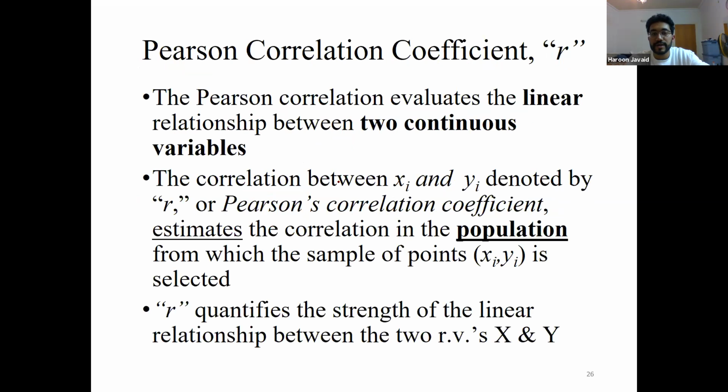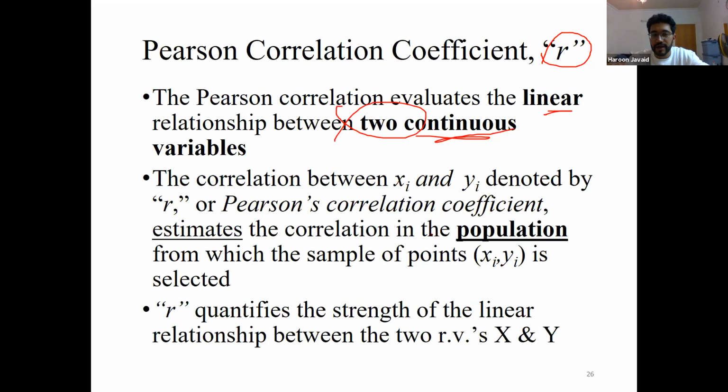Now let's talk about the Pearson correlation coefficient, which is represented by the letter R. This is the most important thing of this lecture, because there's going to be an MCQ that asks you to calculate this, if not more MCQs. One of them is always going to be a calculation. Basically, it evaluates the linear relationship between two continuous variables. Continuous is important here, linear is important here, two is important here.